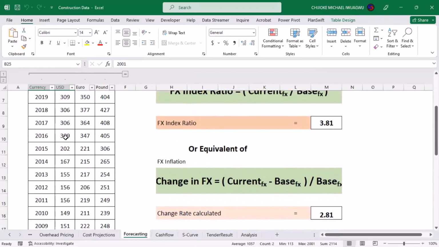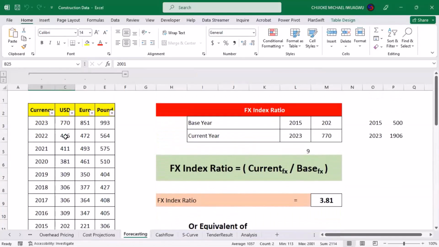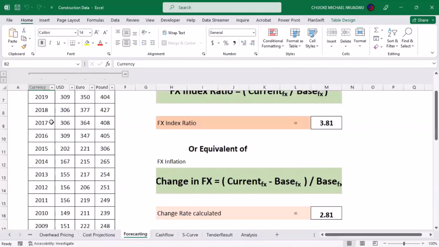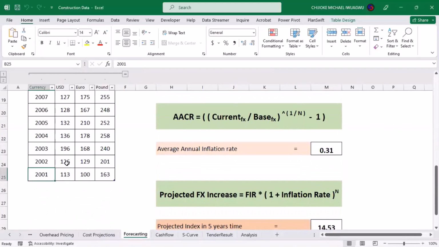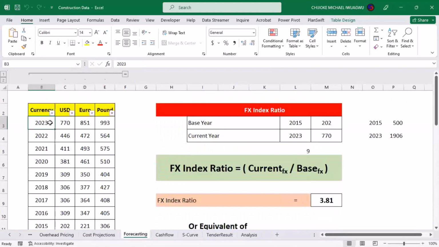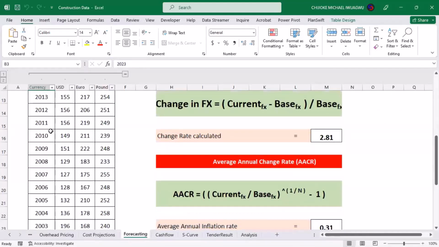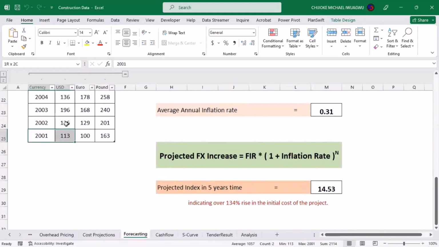When you're picking your trend of data, always make sure that you pick the trend that is relevant to what you are working on. I have a data set here that started from 2001 up to 2023. If for any reason I want to use this data to make my projection, it is always important that you look at the trends of changes that you have been having around you.